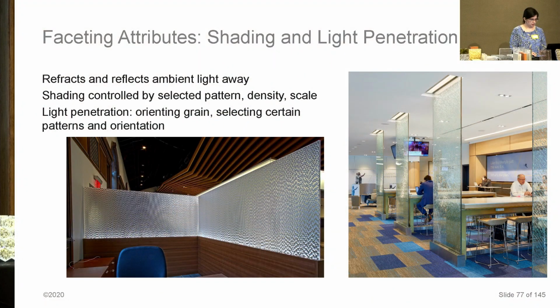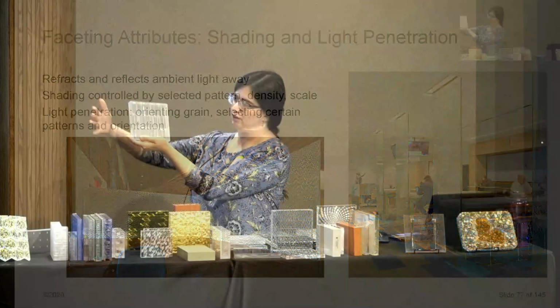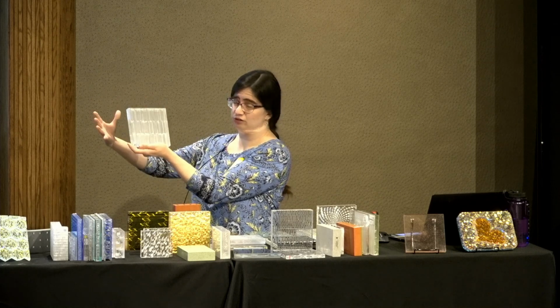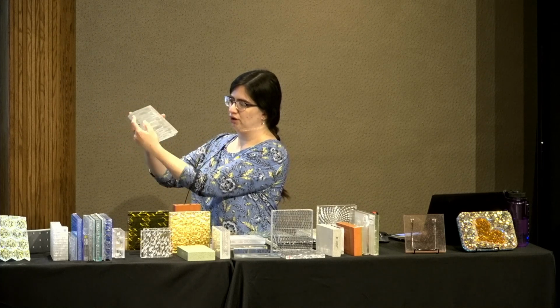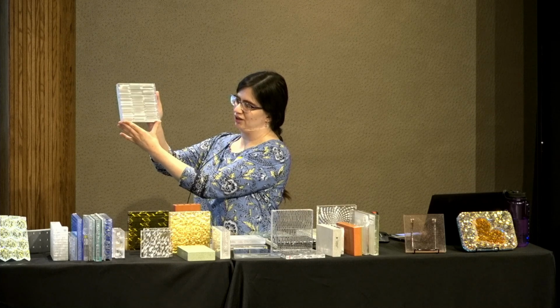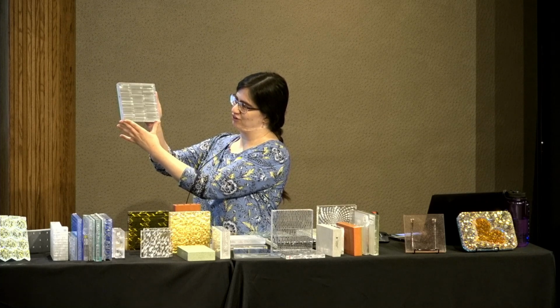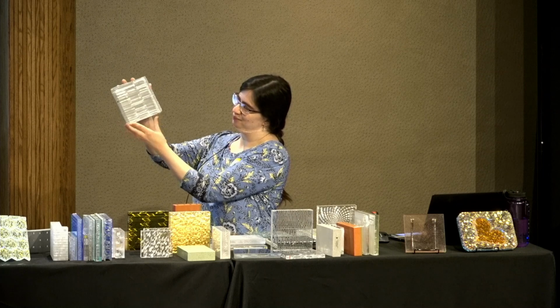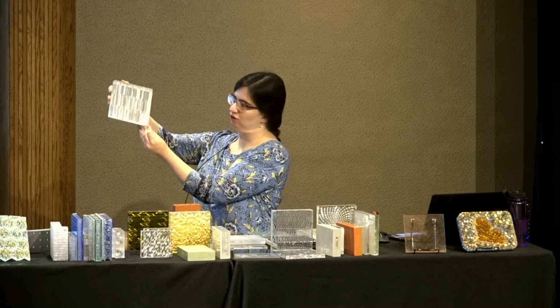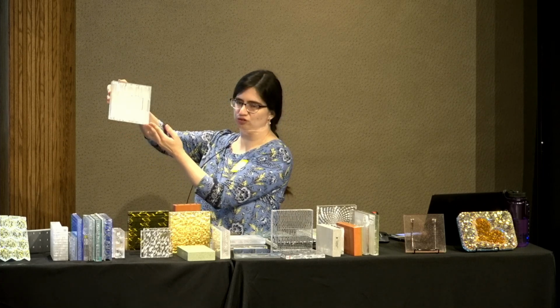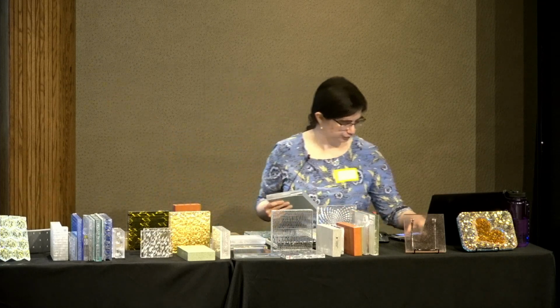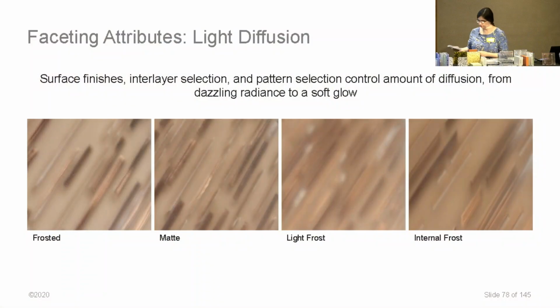Okay, shading and light penetration, we talked a little bit about that. The way that the material is oriented with the light, it can either be very light, shiny, sparkling, very light penetration, or less light penetration. And that can create different effects across a surface to allow for more shading or less. Diffusion of light, we've also gone through quite a bit. There are different types of diffusion based off of the surface finish, the pattern, the color, and so forth.